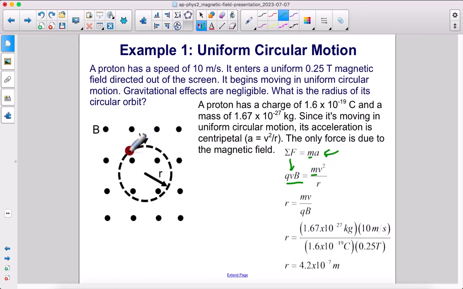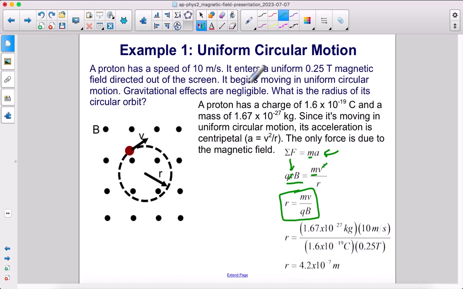Since it's not speeding up or slowing down, it's just moving in a circle, which means it has centripetal acceleration. Therefore, we can rearrange this algebraically to solve for r. And you can see that one v here cancels out with one v on that side, right, if you divide both sides by v. Rearrange, solve for r, and you get this. Then you plug in all your values, and you get your radius, 4.2 times 10 to the negative 7th meters.